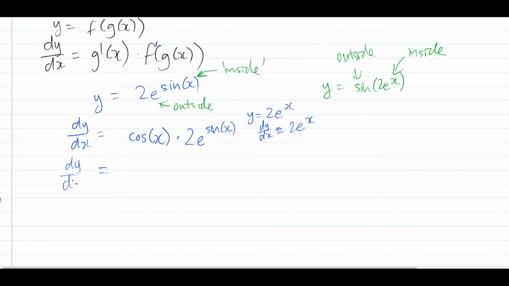It looks really confusing at the start, where you have a sine inside an exponential, but it turns out to be very simple. 2 cos of x multiplied by e to the power of sine of x, and then that is it. That's how you apply the shortcut of the chain rule.